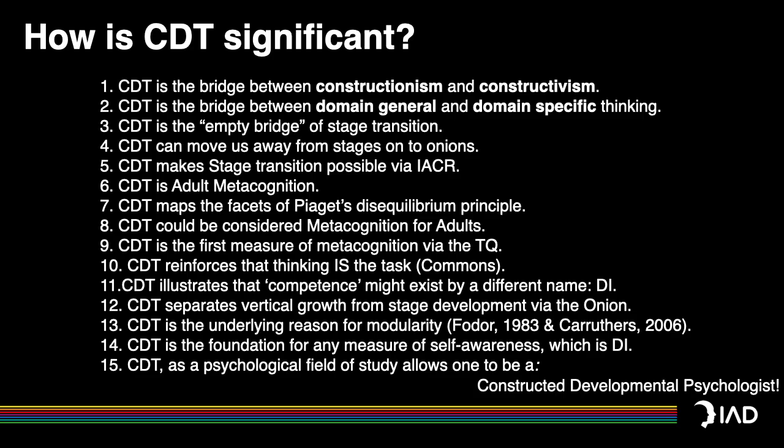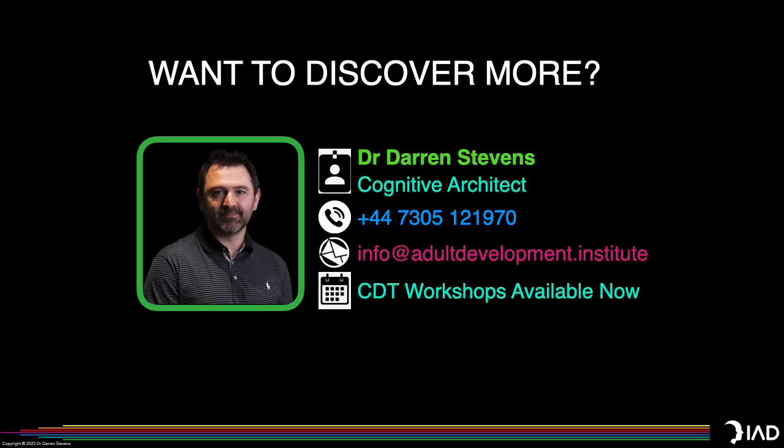Finally, CDT makes a number of claims, not only to its robustness, but also its efficacy across contexts. Pause the video here and read about how CDT is the only measure of adult metacognition, an original term used in my original research. Or how CDT supports Piaget's disequilibrium principle in adult thinking. Or how you might become a constructed developmental psychologist here at the Institute for Adult Development.